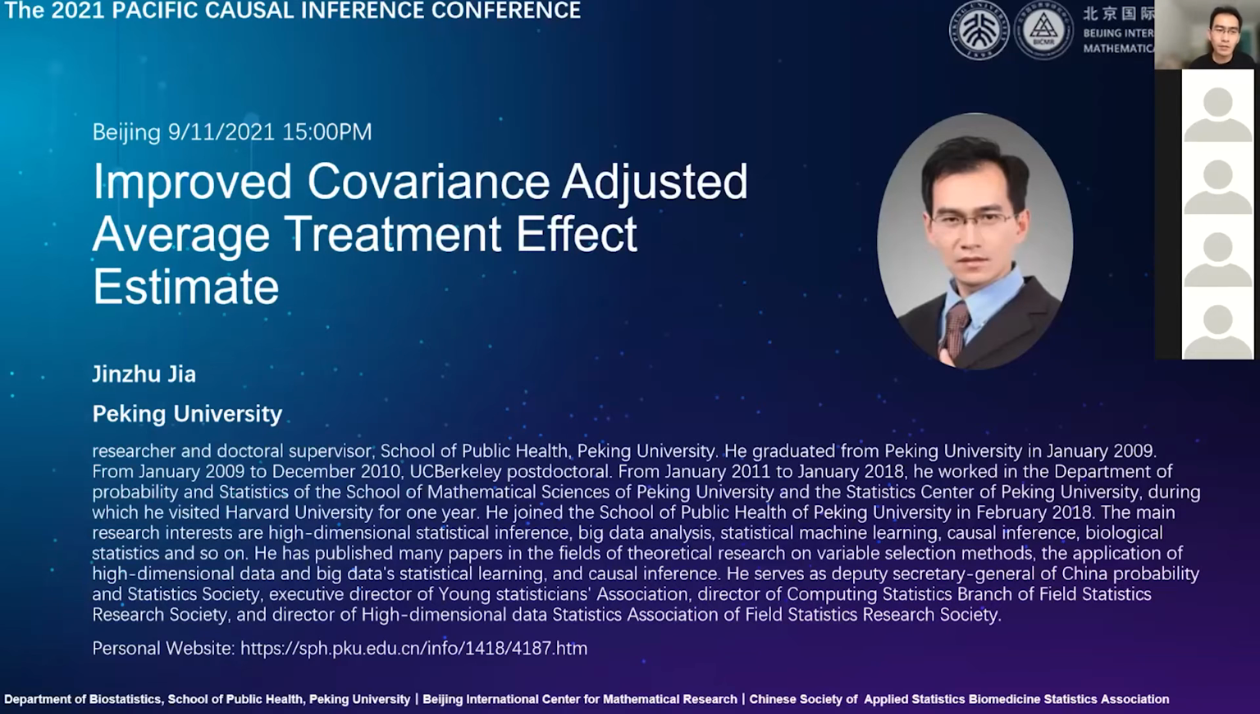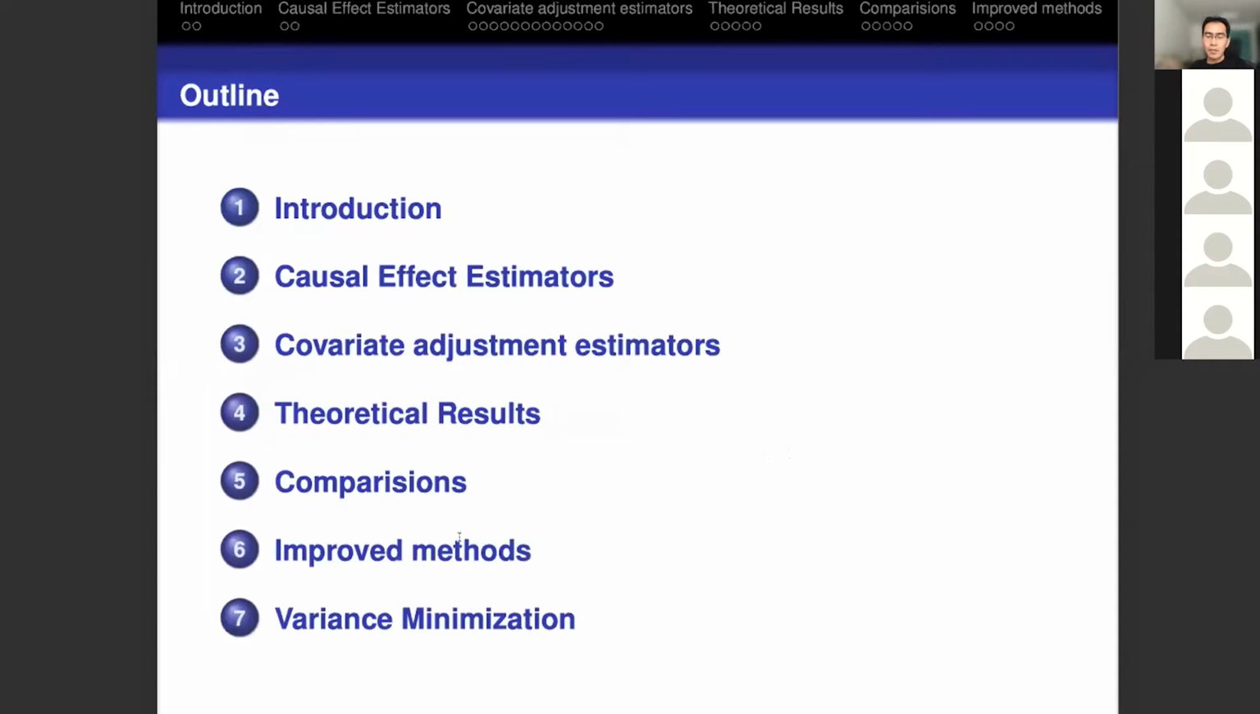Today I'm going to talk on the improved covariate adjusted average treatment effect estimate. So let me share my slides. This is an outline of my talk. First, I will give an introduction about what I'm going to talk about. Then I'd like to introduce the general causal effect estimators, and then the covariate adjustment estimators, give some theoretical results, and do comparisons. In the last part, I'd like to provide some new methods which will improve the estimator by the variance minimization technique.